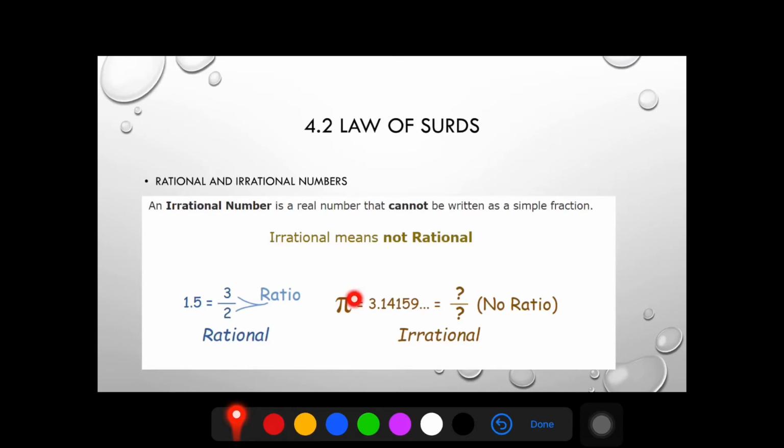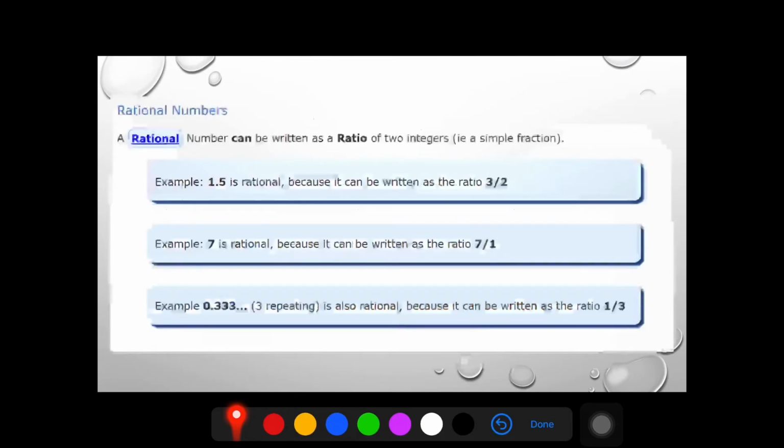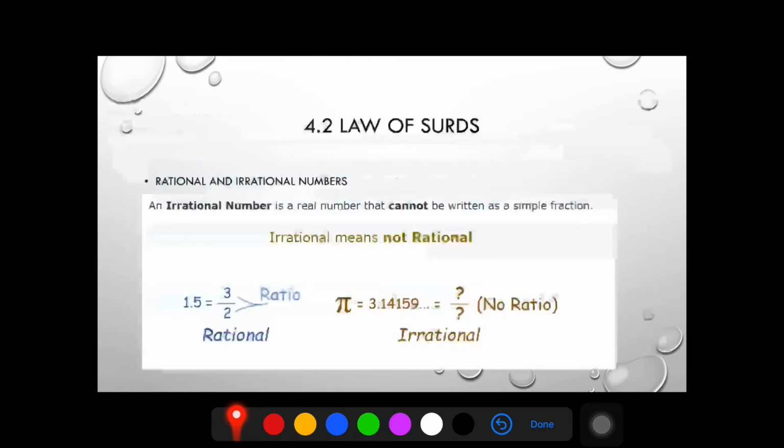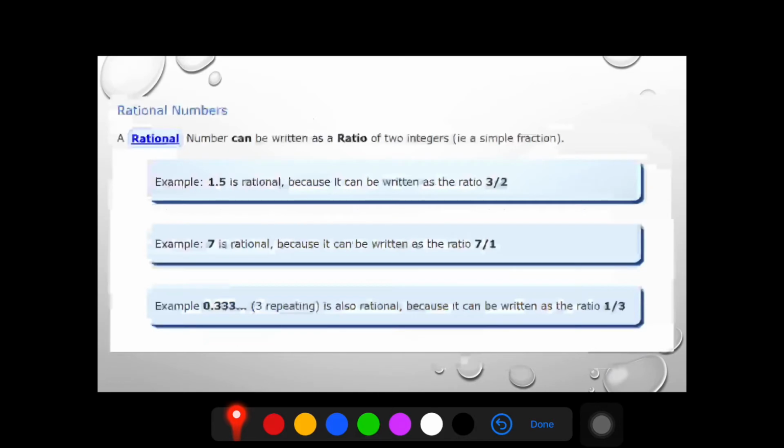Example, pi equals 3.1459 and so on. It's an irrational number because we cannot write it in simple fraction form. And then you may ask, why is pi actually 22 over 7, right? Why can this one not be an irrational number? Afterward, I'm going to tell you why. And then we go through again.